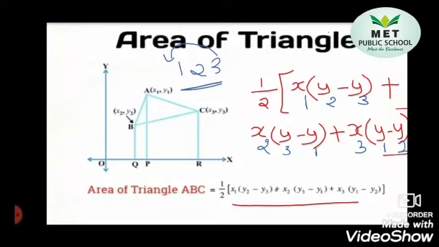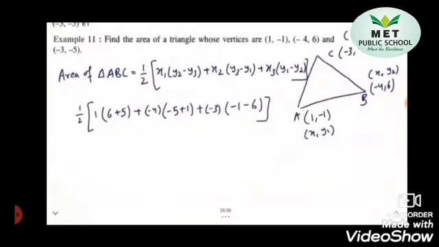Now let us see one problem related to the area of a triangle. Find the area of the triangle whose vertices are (1, -1), (-4, 6) and (-3, -5). As you all know, a triangle has 3 vertices A, B, C. I have named the 3 vertices as A, B and C, and the coordinates are written here. A is (1, -1), B is (-4, 6) and C is (-3, -5), which is already given in the question for you.